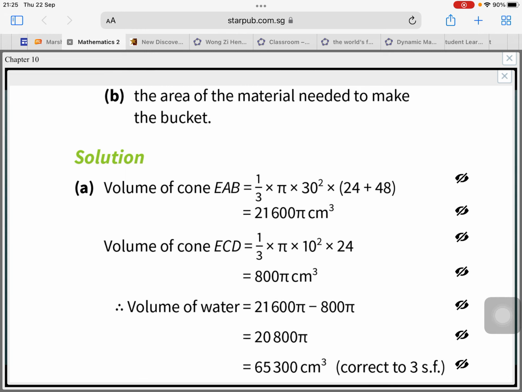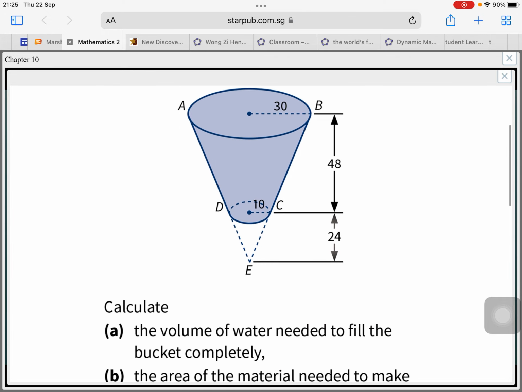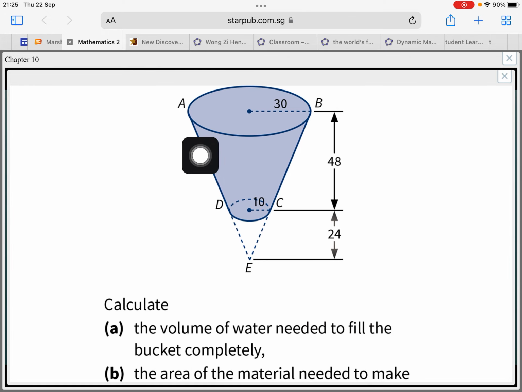Okay, next, part B, the area of the material needed to make the bucket. Basically, to make this, what areas do you need? You need the curved surface area, the side, and you need the base. You don't need the top, because if you seal off the top, then how does the water go in?